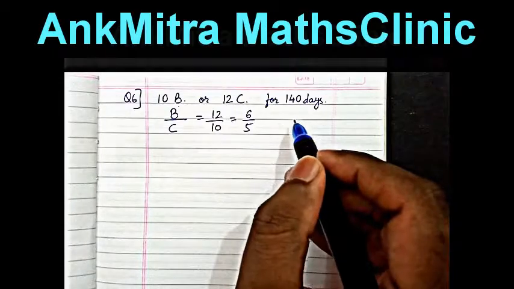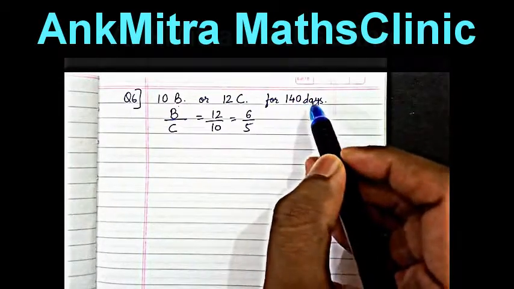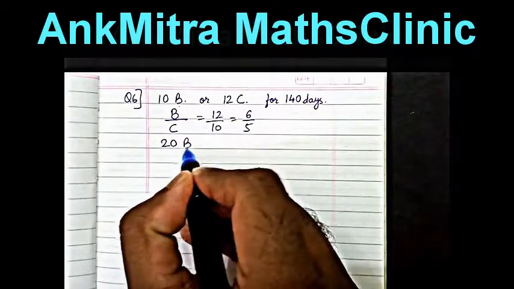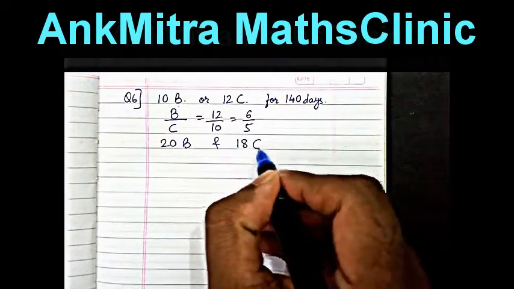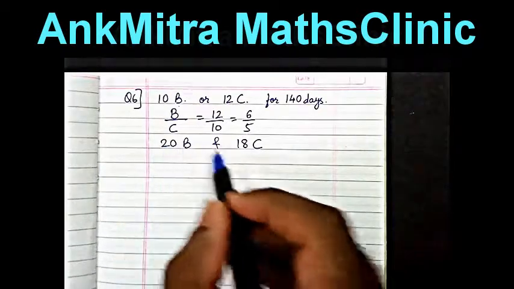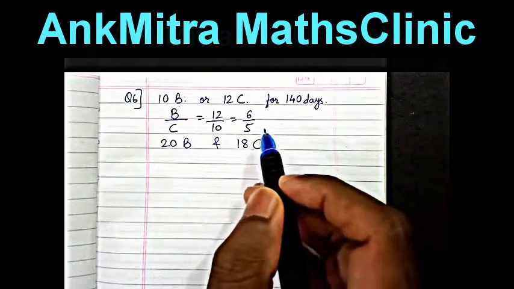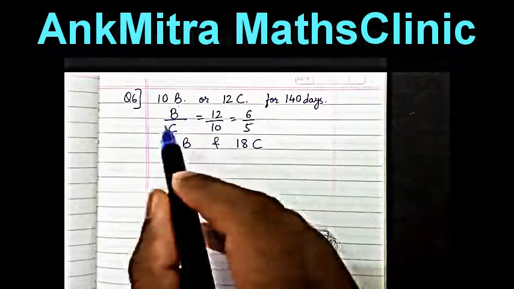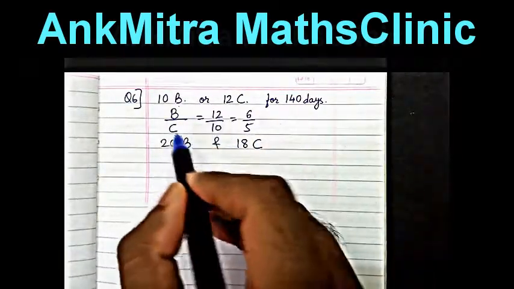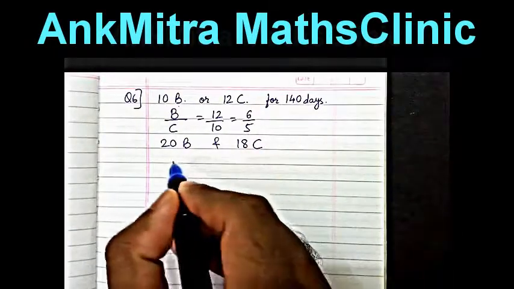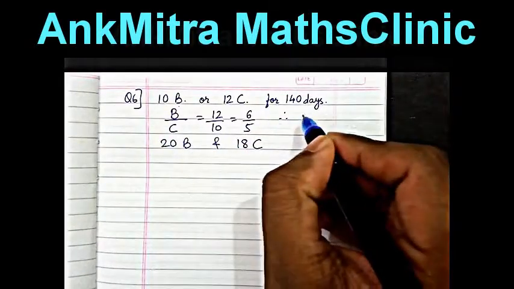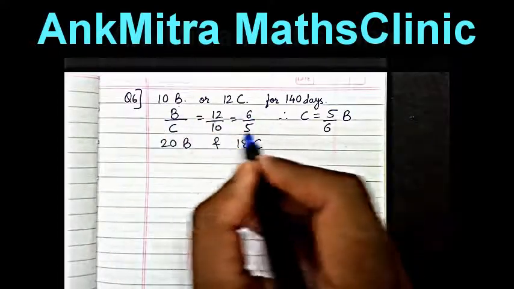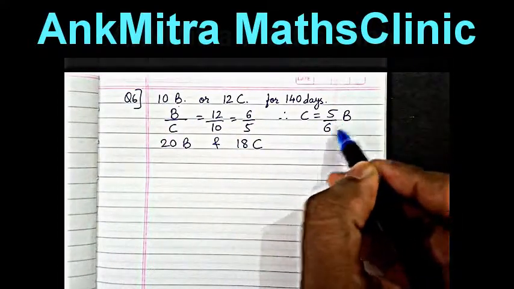Now we need to find how many days the same quantity of grass will be sufficient for 20 buffaloes and 18 cows. We'll convert the entire expression into either buffaloes or cows only. So we'll convert these 18 cows into buffaloes. From this expression, I simplified and got C is equal to 5 upon 6 B.